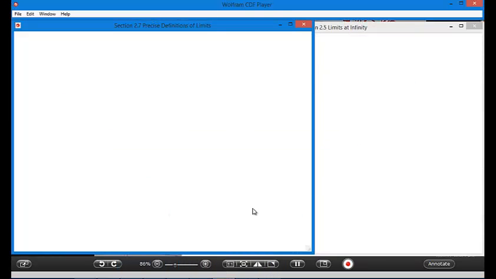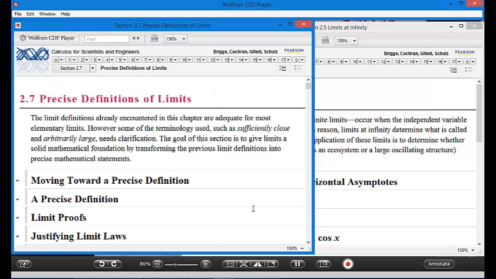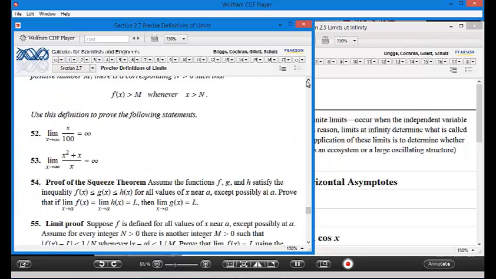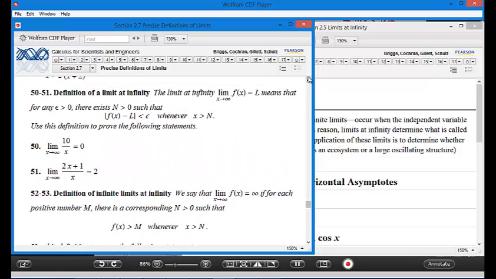So if I look at the book, maybe we can do number 50. Here it is. The limit at infinity. Let's do problem 50. This is a nice problem. It says, use the definition to prove these following statements. And so problem 50 says, we want to prove that the limit as x goes to infinity of 10 over x equals 0.